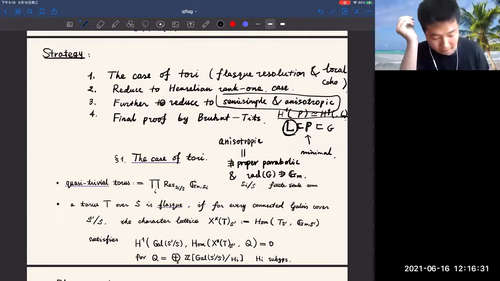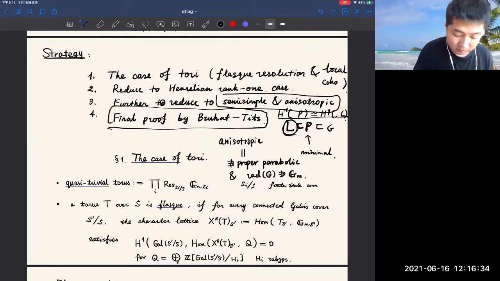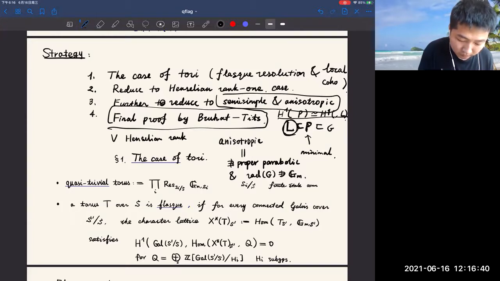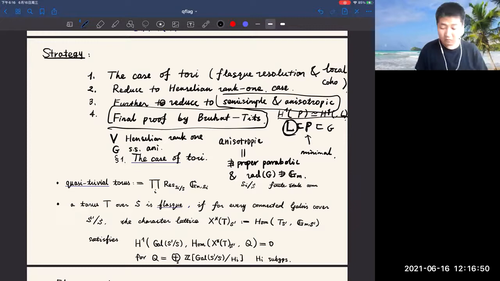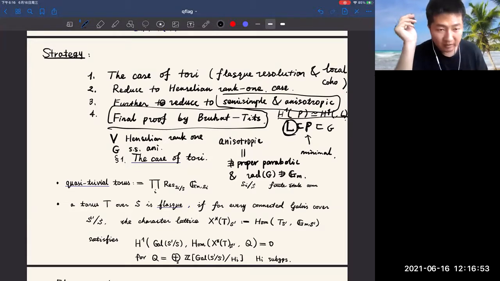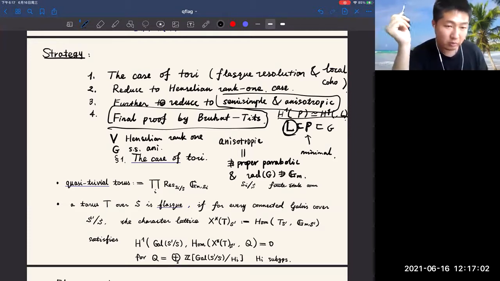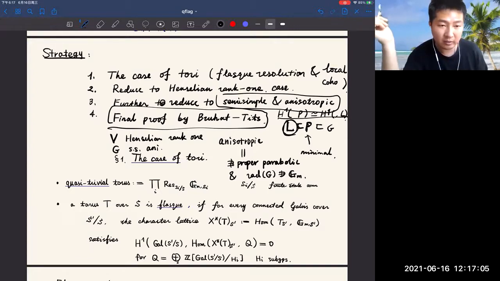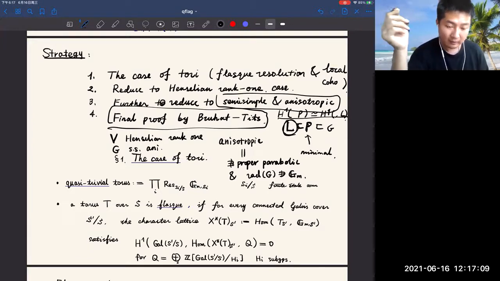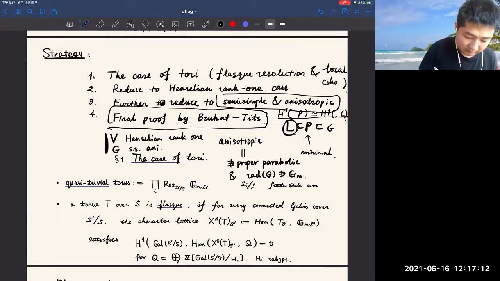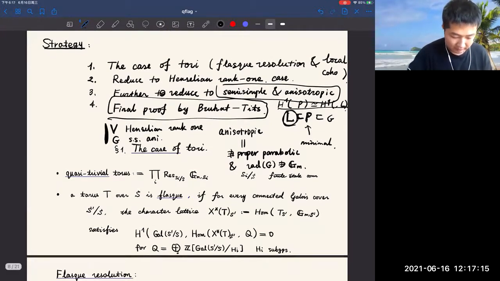And finally, in the fourth step, the valuation ring V is Henselian of rank one, and G is semi-simple and anisotropic. So we can use some Bruhat-Tits theory. We first translate the problem into a problem of Galois cohomology, and try to prove that if the cocycle is trivial, it is trivial at the integral level. So that is what we do in the last step.